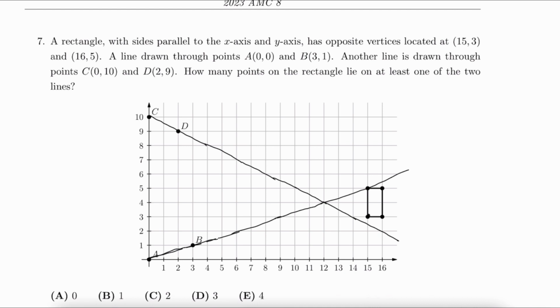So it says, how many points on the rectangle lie on at least one of these lines? Because we drew it so carefully, we kind of already know the answer, right? This point is going to be on this line AB. So our answer is just going to be B.